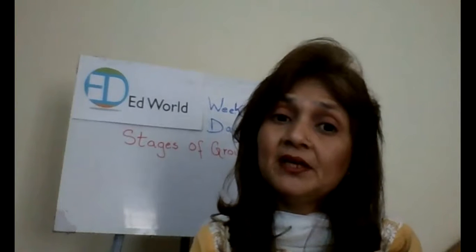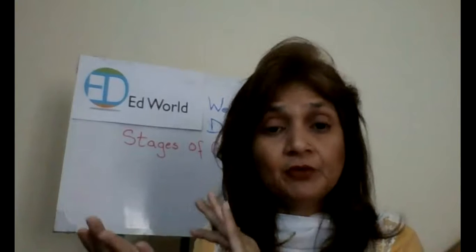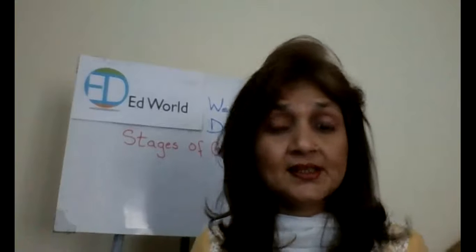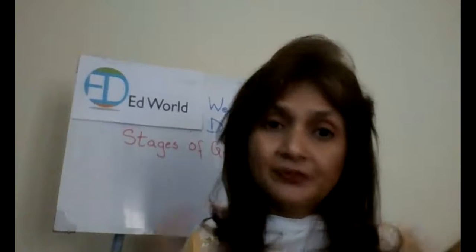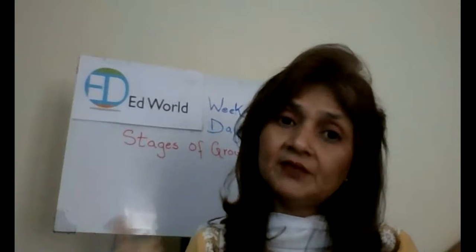Like Amir is different from Neha. Neha is different from Alia. Some of you might be a little fat, some might be skinny, some might be very tall, some might be short. So they are different. We all are different from one another, yet we have the same stages. Yes, we have the same stages.